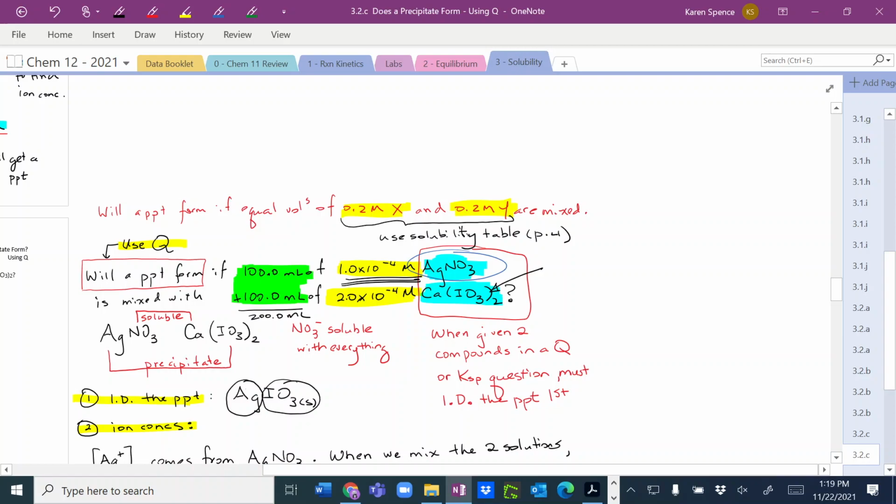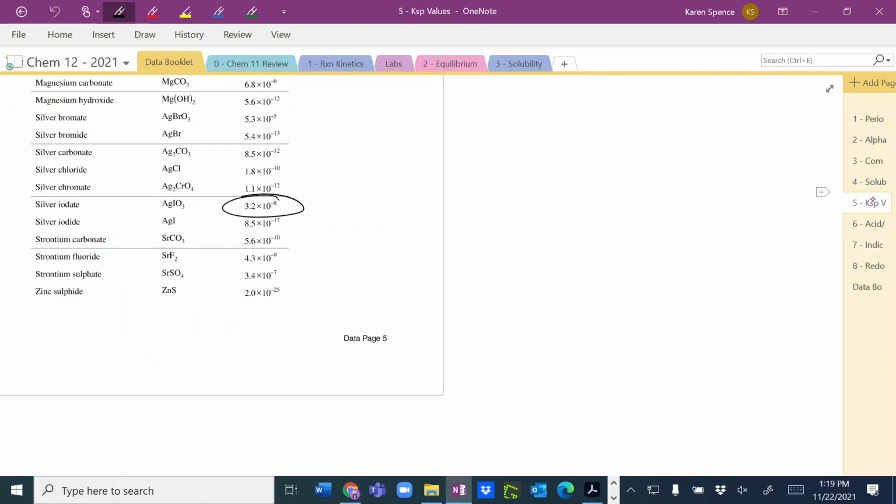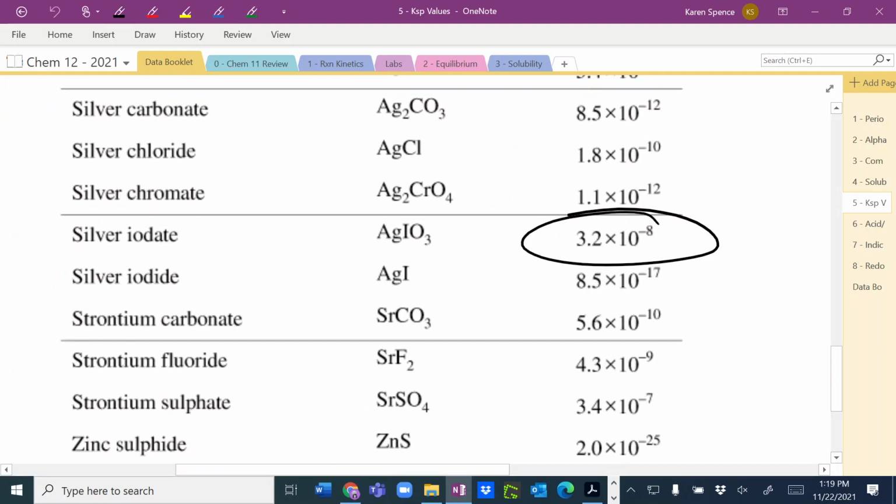I could hope that there is something in my data booklet. Let's go check it out and see if there is a Ksp for silver iodate. Oh my goodness. Looky there. And if you were unsure if your precipitate was silver iodate, you can always check this table and say, hey, is it on there? Oh yeah, it is. That probably is my precipitate. So it's 3.2 times 10 to the minus 8.